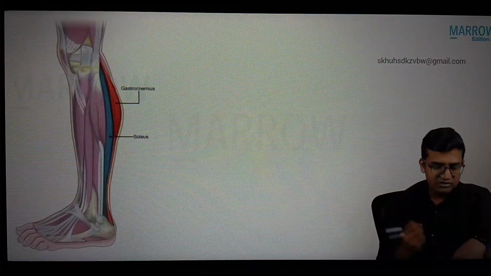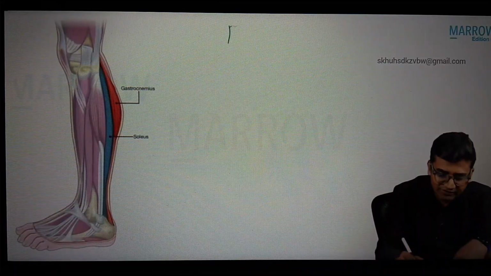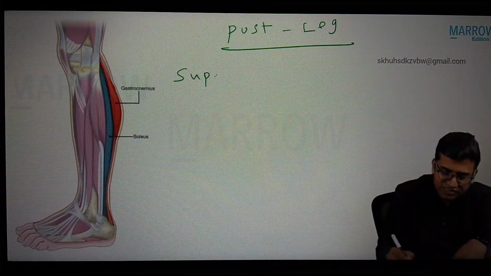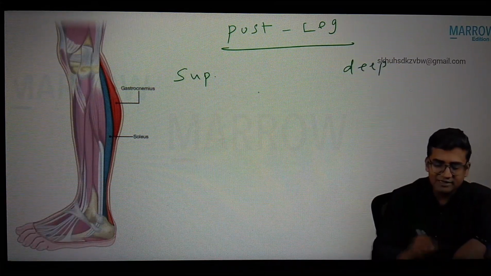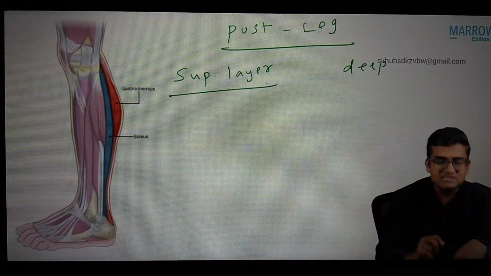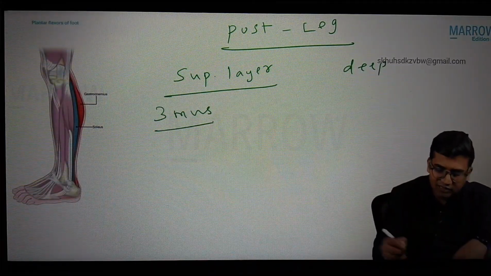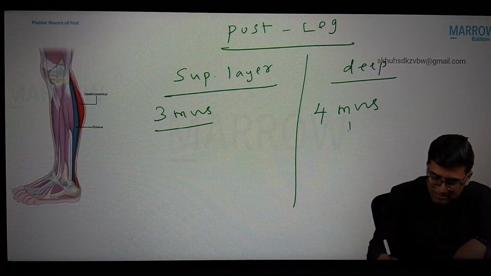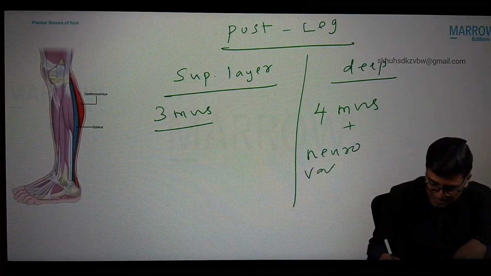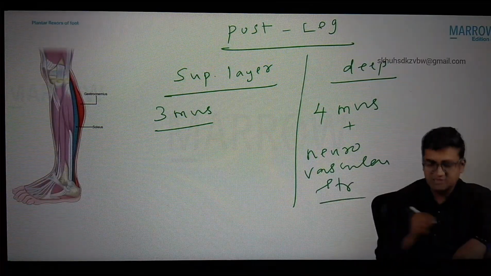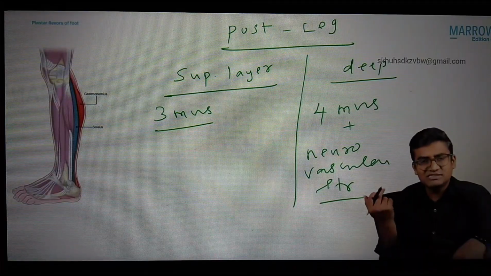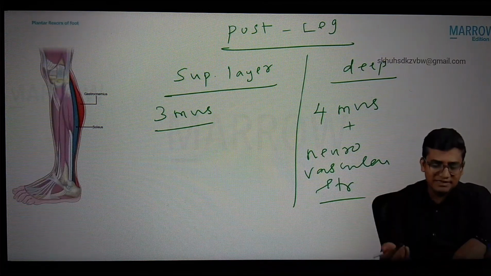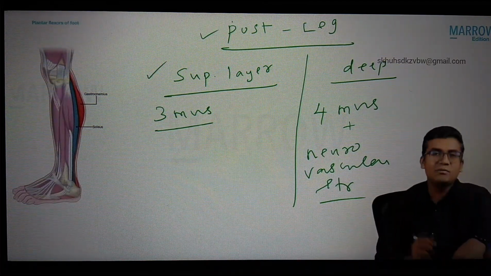First, we're going to start with the posterior compartment of the leg. In the posterior compartment of the leg, we have two layers: a superficial layer and a deep layer. Okay. In the superficial layer, we have only muscles. Only three muscles are present. The neurovascular structures are present in the deep layer only. In the deep layer, we have four muscles plus neurovascular structures. So the superficial muscles get their nerve supply from the deep layer. So the neurovascular structures are absent in the superficial posterior compartment of the leg.